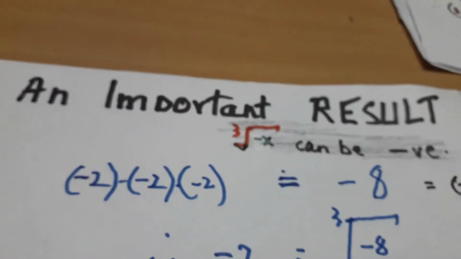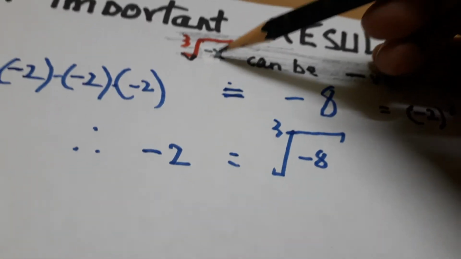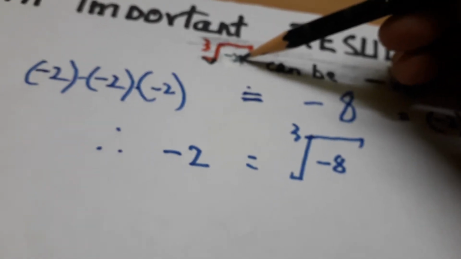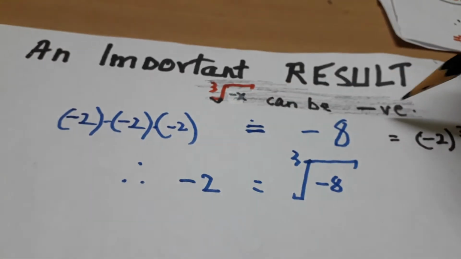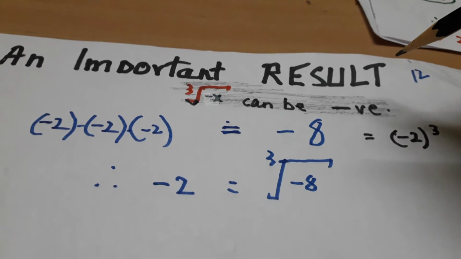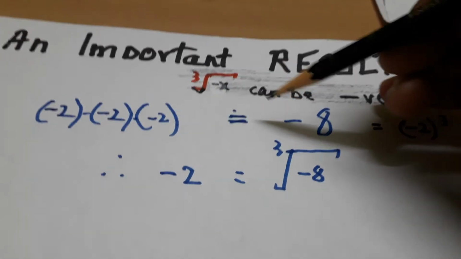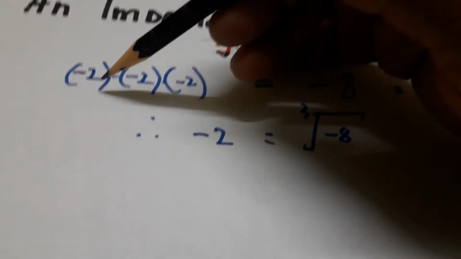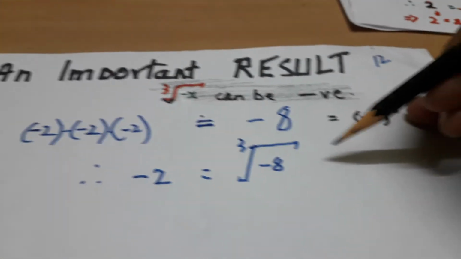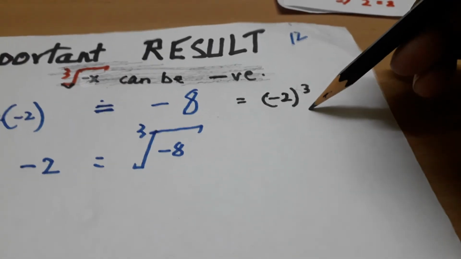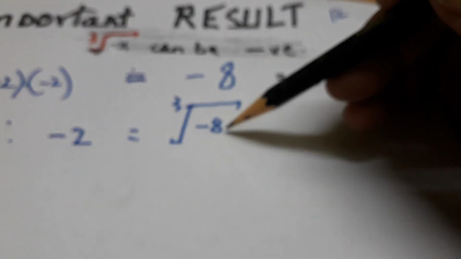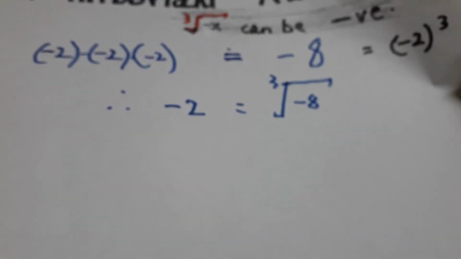I have an important result. The cube root of minus x. That means if you take a negative quantity, the cube root will be negative. Now compare with square roots. A square root of a negative quantity does not exist, but here you be careful. This is the proof. See, minus 2 into minus 2 into minus 2 gives you minus 8, which is minus 2 cubed. So minus 2 is the cube root of minus 8. That's an important result. Don't forget that result, okay? So that's the end of this part.